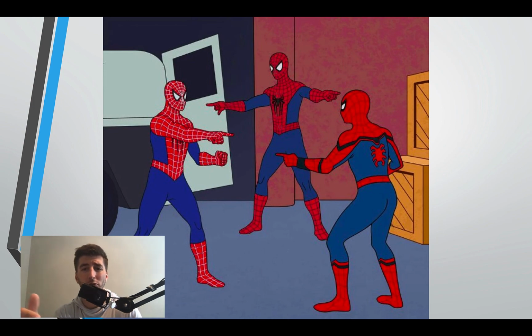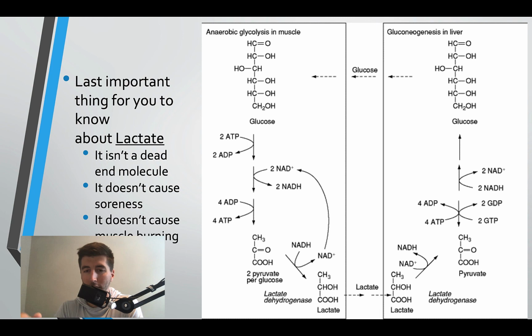I think this is funny because it's kind of like Spider-Man pointing to the different Spider-Mans. And I hate people that explain memes, but you can think of it as the three different ways that we're controlling lactate, right? It's NAD, it's hormones, and it could be the muscle fiber type. And I butchered it because I explained it.